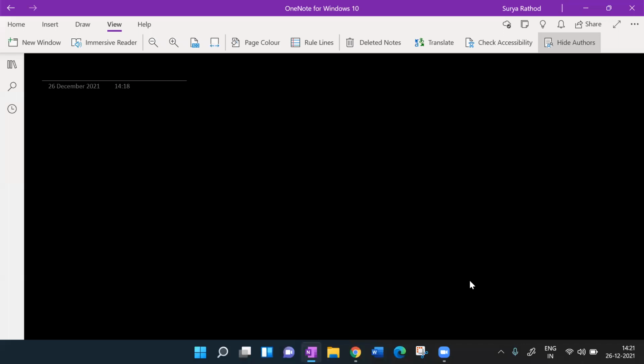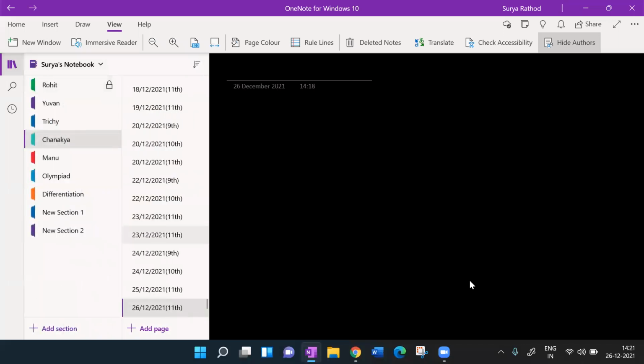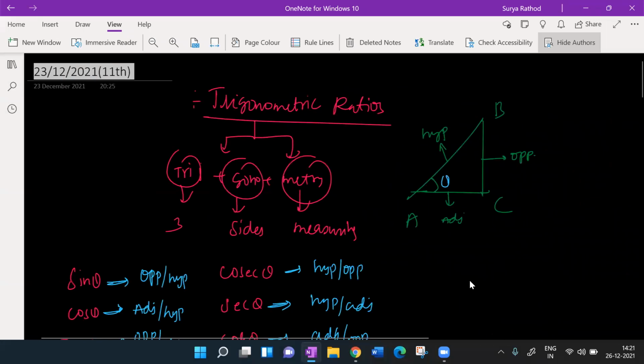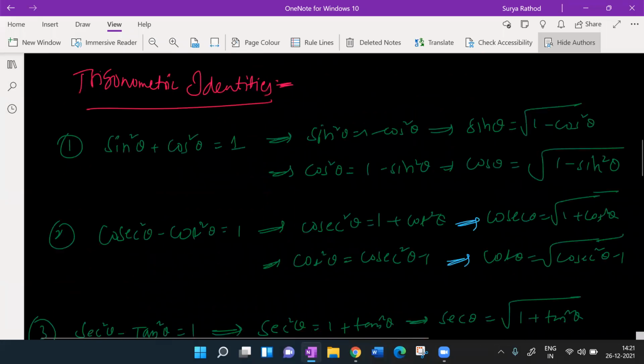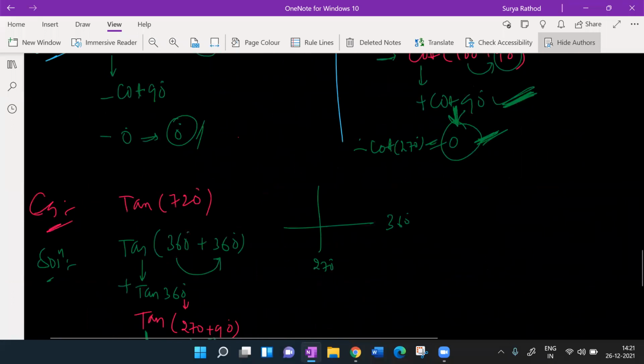So you all are state board students, right? I'm just going to teach you trigonometry now. We started with trigonometry, the trigonometric ratios. We have just gone through the basic things of trigonometry. We have seen the quadrant system.